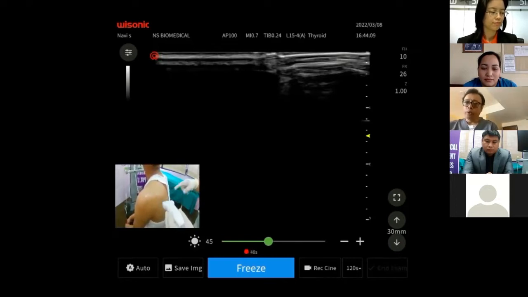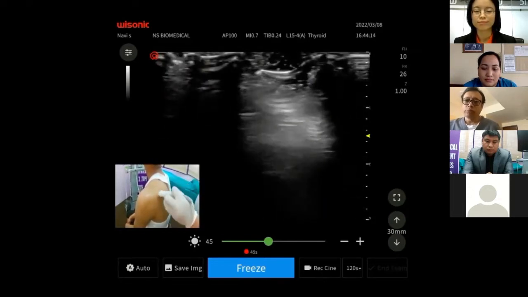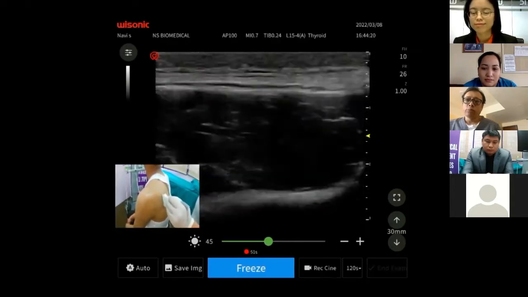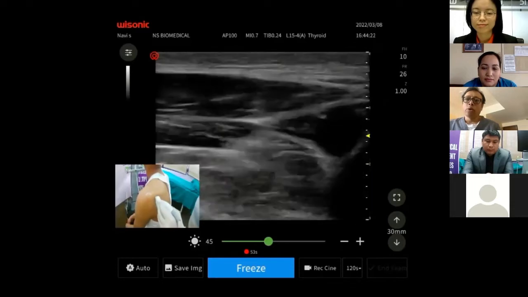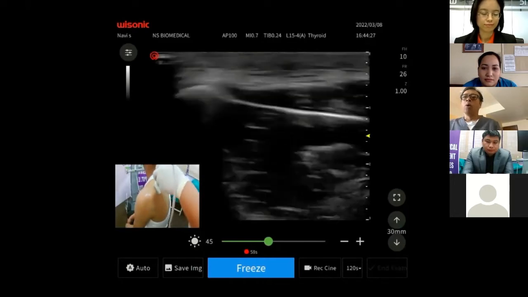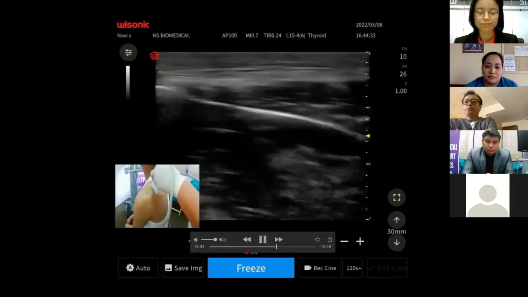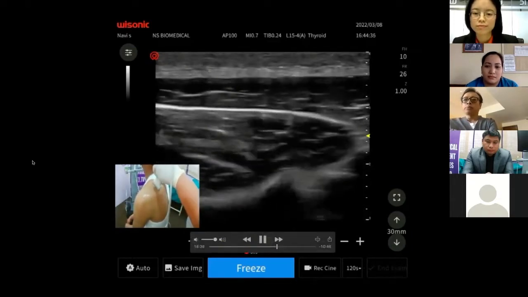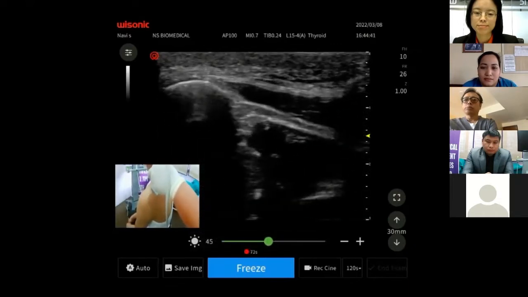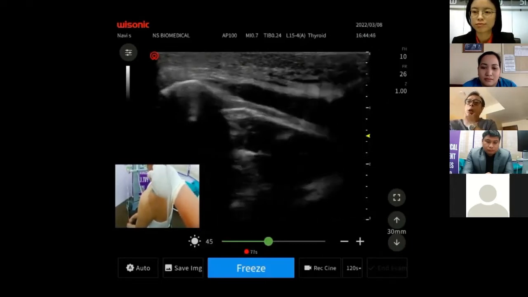Now beginning to scan, we can just scan along the spine of scapula, and we see that inferior to the spine of scapula, we can see the infraspinatus fossa and the infraspinatus muscle. Above the spine of scapula, we can see the supraspinatus muscle fibers and tendons. While we scan the supraspinatus muscle fibers and tendon, as we scan laterally, the lateral part of the supraspinatus muscle may be difficult to see because of the acromial complex shadow.